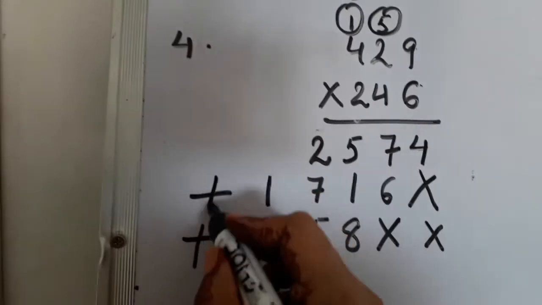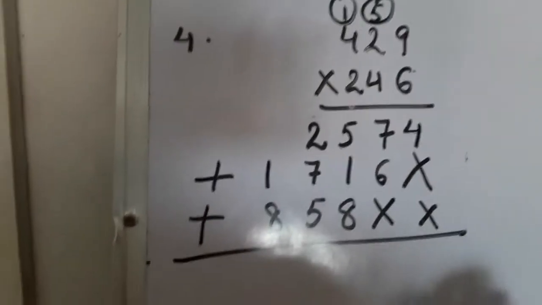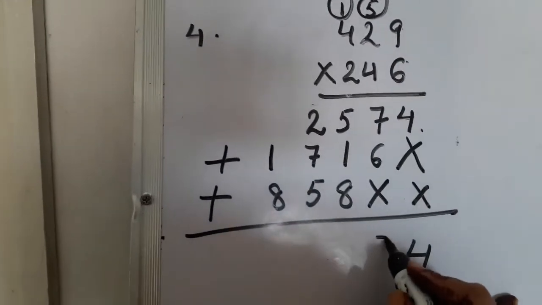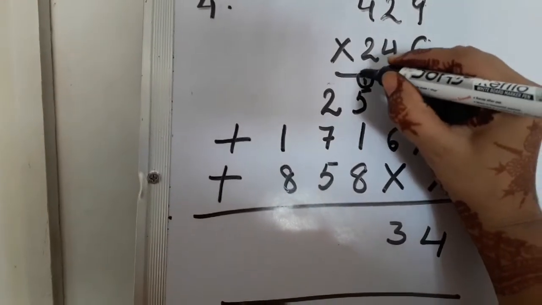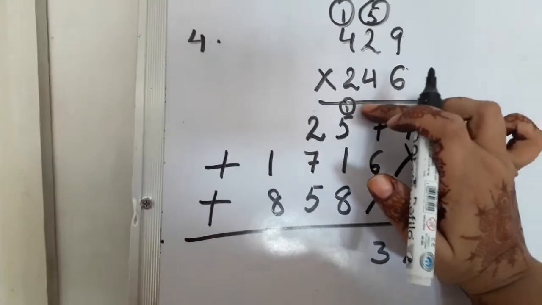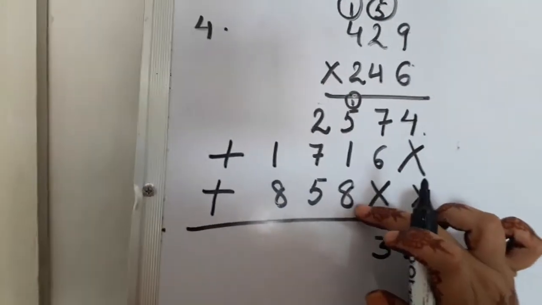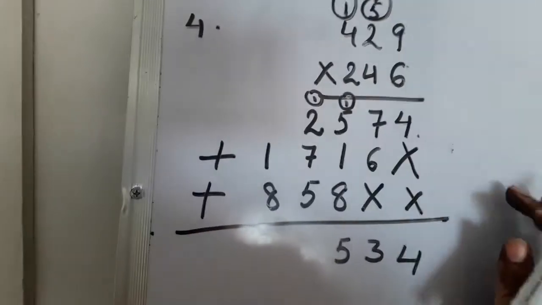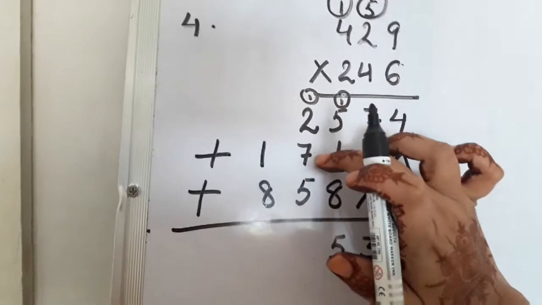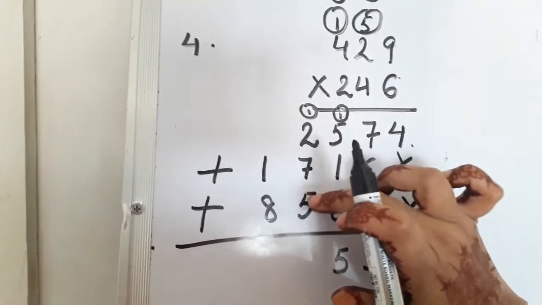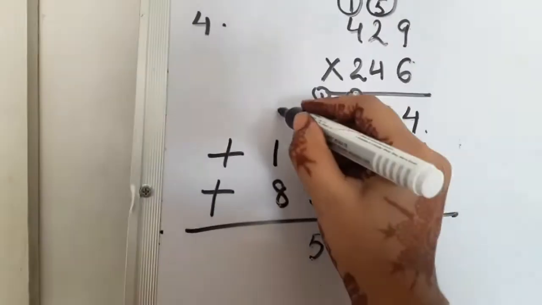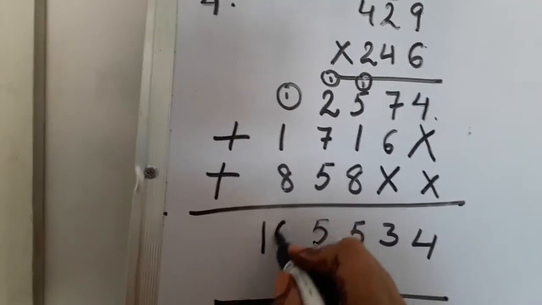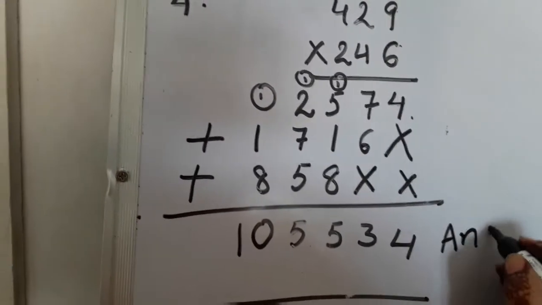Now add them. What will you get? 4, 7 plus 6, 13, 1 carries. 5 plus 1, 6. 6 plus 1, 7. 7 plus 8, 15, 1 carries. 2 plus 1, 3. 3 plus 7, 10. 10 plus 5, 15 again, 1 carries. 8 plus 1, 9. 9 plus 1, 10. So in this way you get your answer.